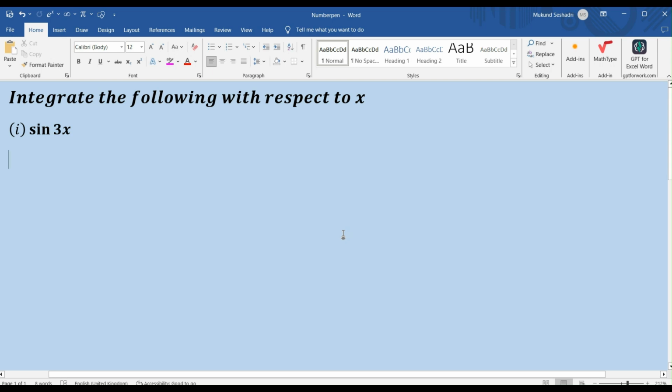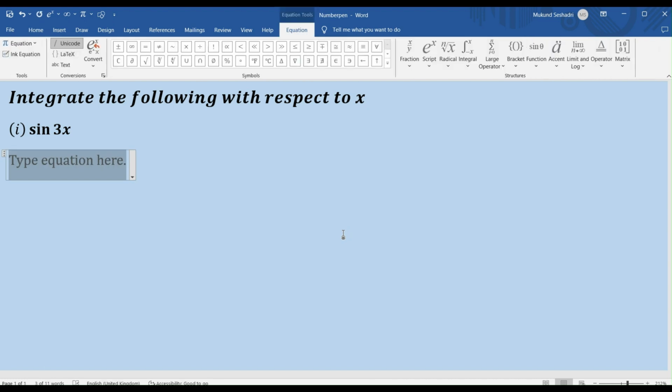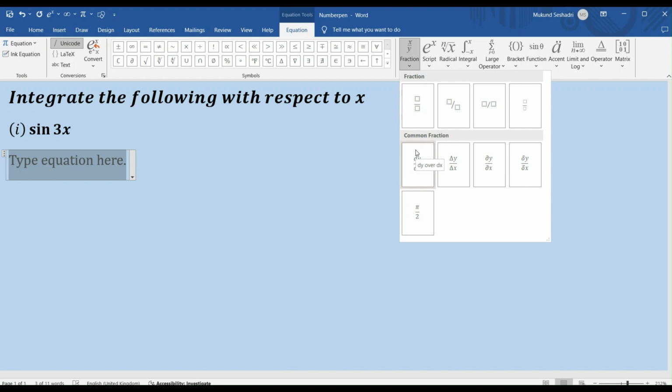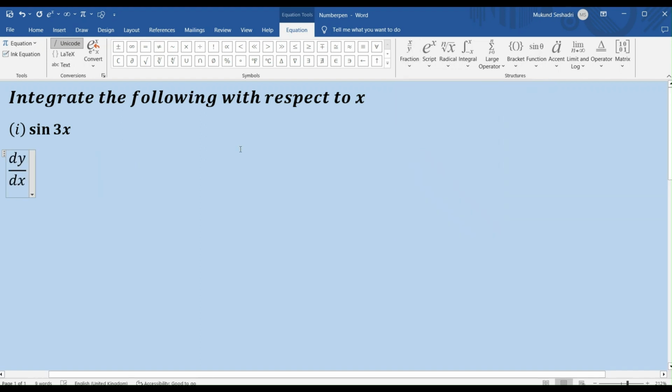So there we have the problem on our screen. Integrate the following with respect to x, and we have a very simple function, sine 3x. So what is it that we've been given? We've been given dy by dx equals sine 3x, and we've been asked to find y. So again, this is a problem which you can solve using substitution.